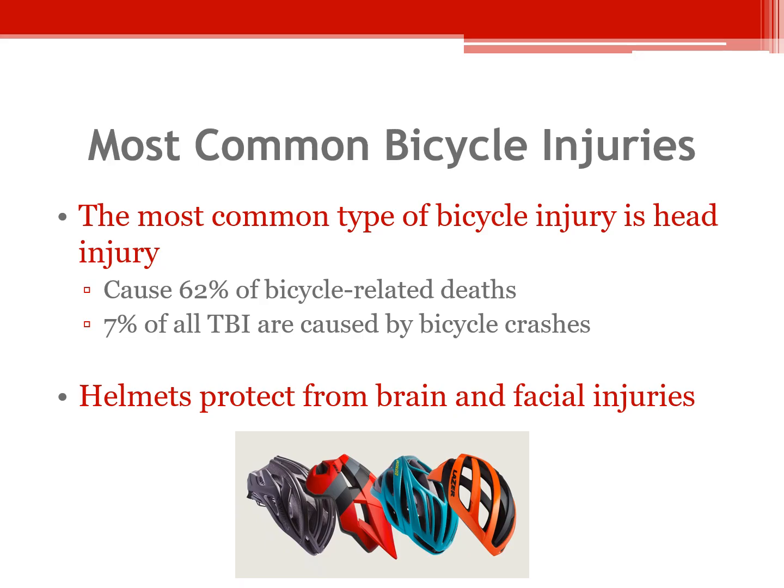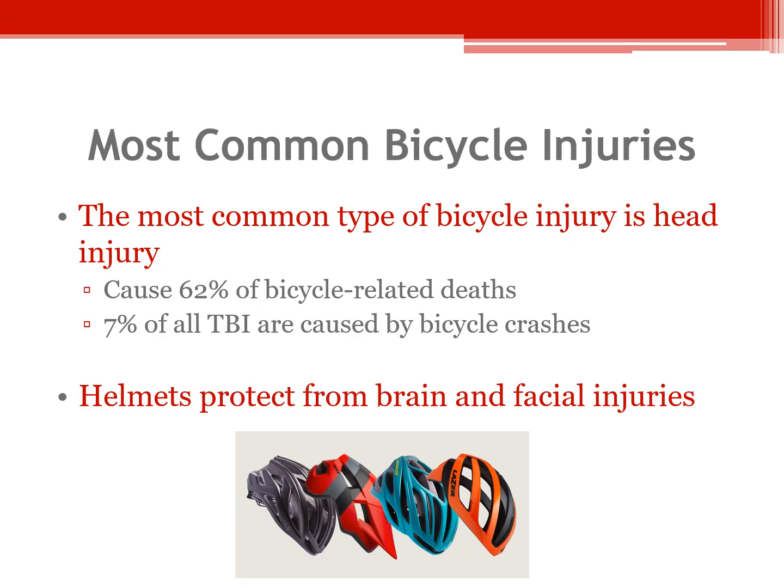While a lot of different orthopedic injuries are often the result of bicycle motor vehicle collisions, or just even bicycles into other object collisions, the most common type of bicycle injury following a collision is a head injury. It's estimated that 62% of all bicycle-related collision deaths are caused by severe head injuries. 7% of all traumatic brain injuries that occur in the U.S. are caused by bicycle crashes.